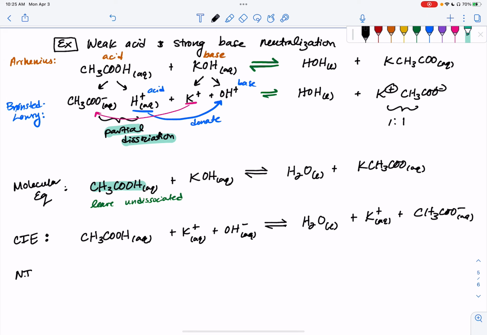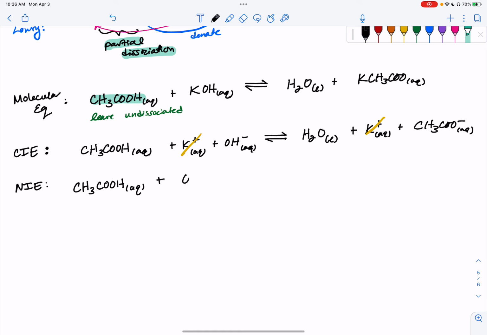And now for my net ionic equation, I will have my acetic acid, because again, I am leaving this in its undissociated form to signify that we are aware that this is a weak species. Looks like my only spectator ion then is my potassium ion. So I have acetic acid reacting with my hydroxide anion in some kind of partial manner to create H2O and then the acetate anion.